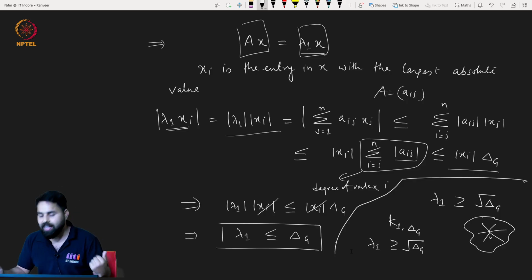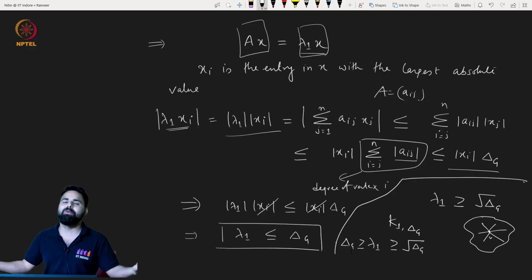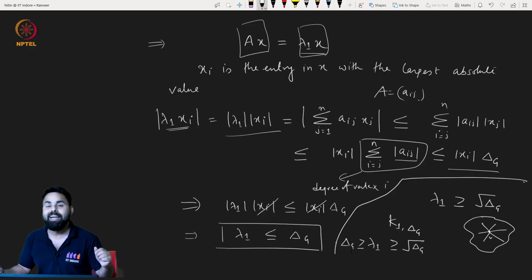So this is also true. We have given both the bounds in terms of delta g, the largest degree of the graph.